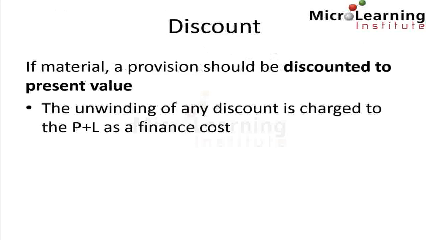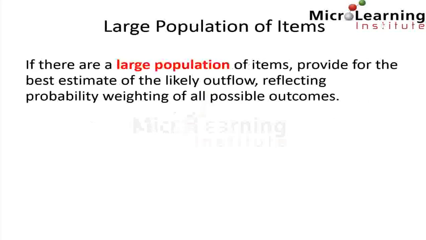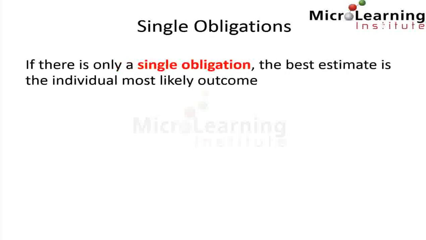If a provision is material, it should be discounted to present value, and the unwinding of any discount is charged to the P&L as a finance cost. If we wish to create a provision in relation to a large population of items, then we provide for the best estimate of the likely outflow, reflecting probability weighting of all the possible outcomes. In contrast, if there is only a single obligation, then the best estimate is the most likely individual outcome.